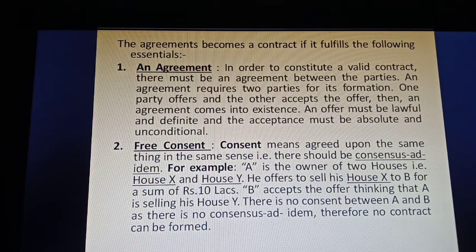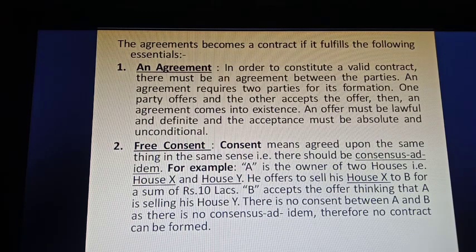It is very important that the offer must be a lawful and definite offer, and the acceptance of the offer must be absolute and unconditional. That means to say, acceptance of the offer must be as such and without any condition on the part of the acceptor. If it is so, then the agreement will be enforceable as a contract.